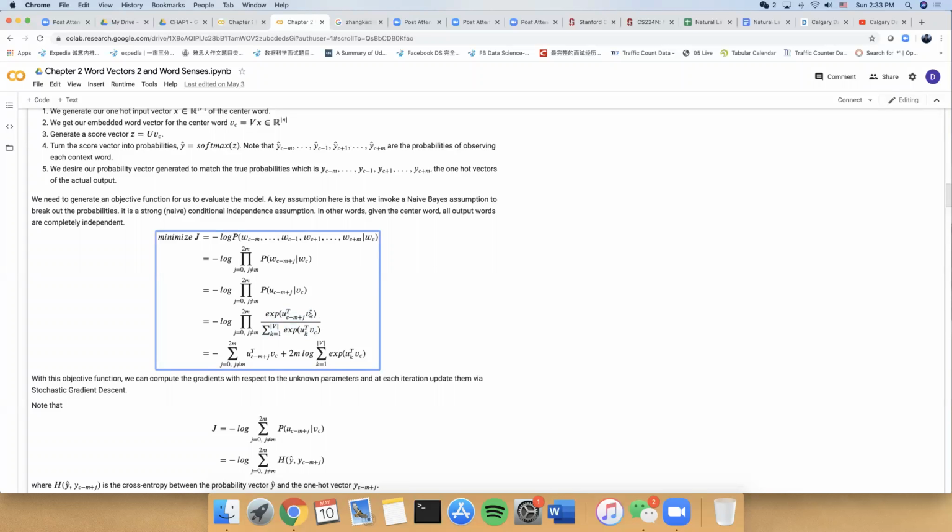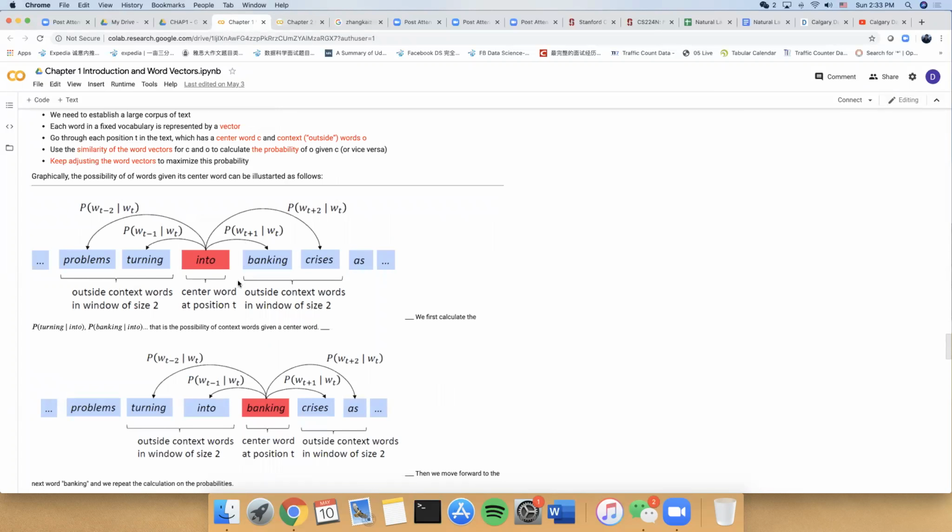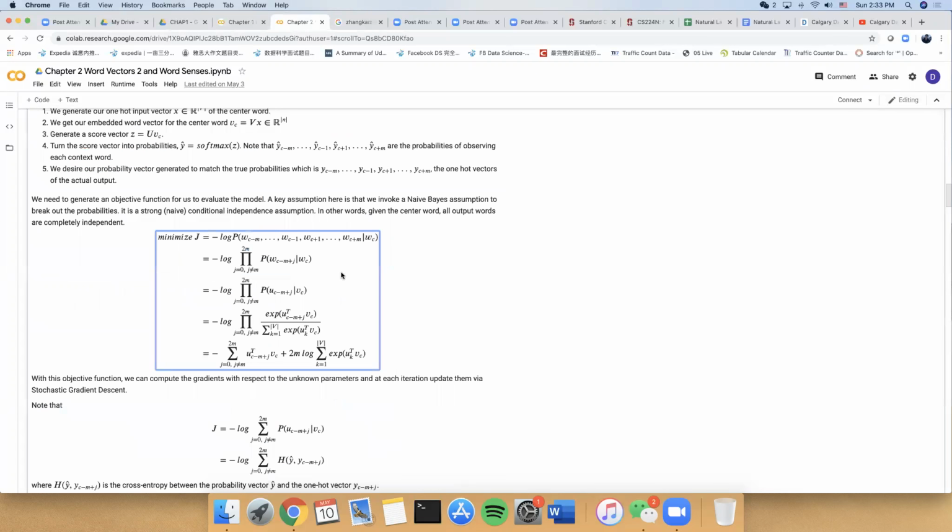Okay. So basically what this loss function gives us is the probability of the first context word next to the center word. What's the probability of the next context word next to the center word? For example, what is the probability of this? What's the probability of that, given this center word? So we want that probability to be between 0 and 1. Okay, so that's why we use the softmax function.